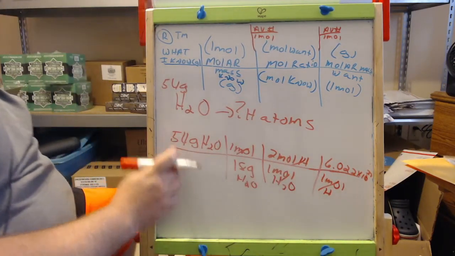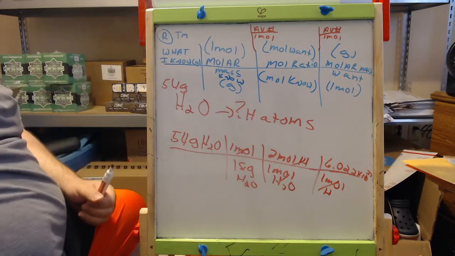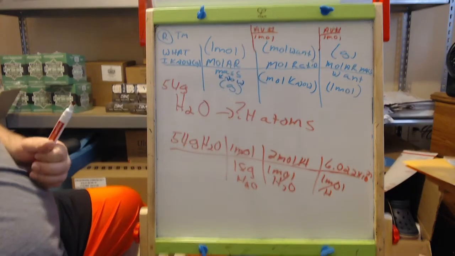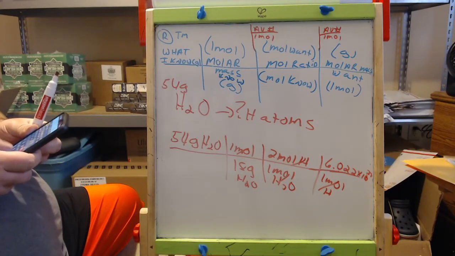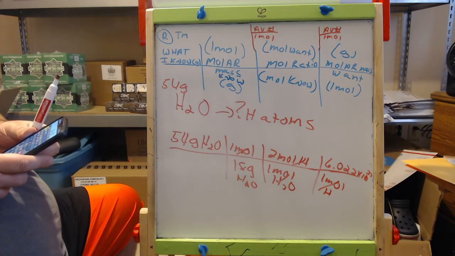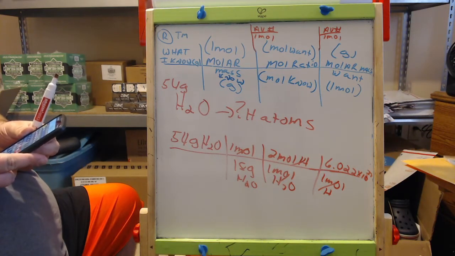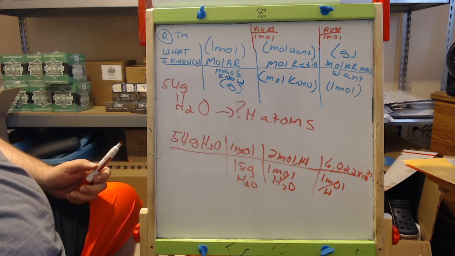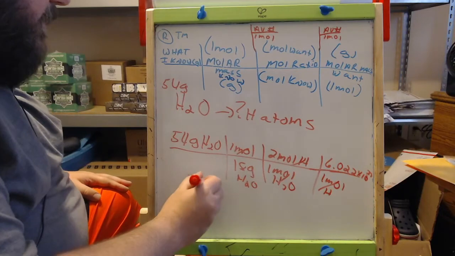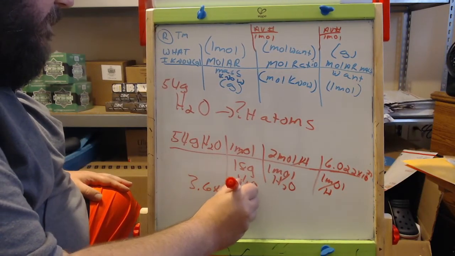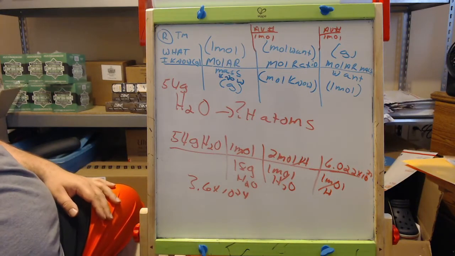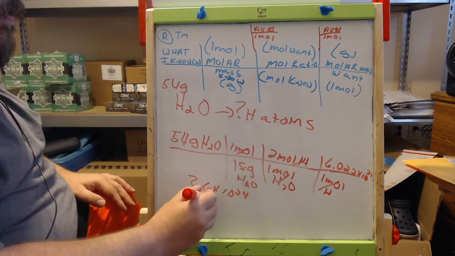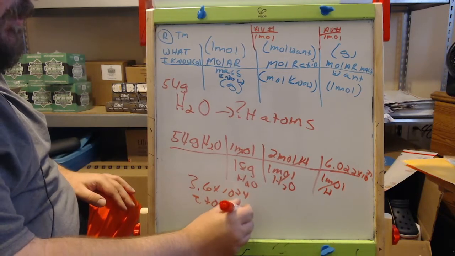And then we do our math. The answer will be whatever 6 times Avogadro's number is: 6 times 6.022 times 10 to the 23rd equals 3.6 times 10 to the 24th. Like so, and that would be atoms of hydrogen.